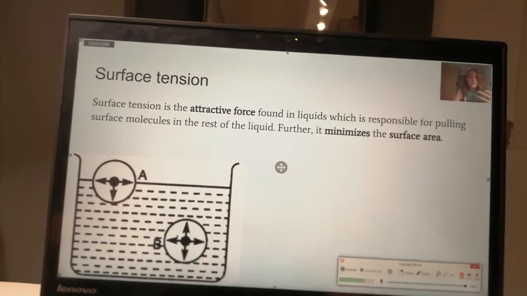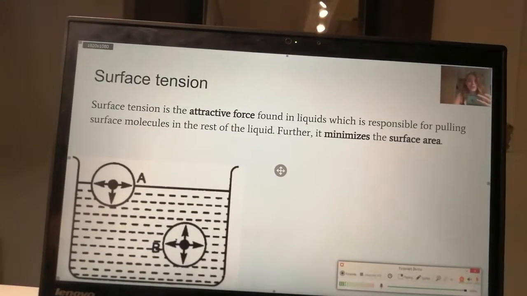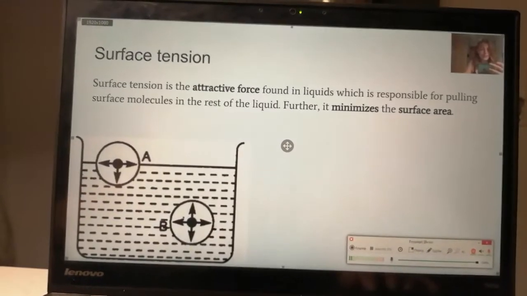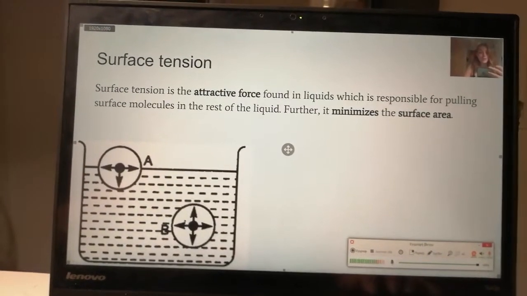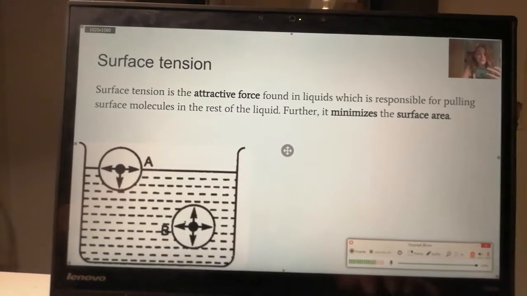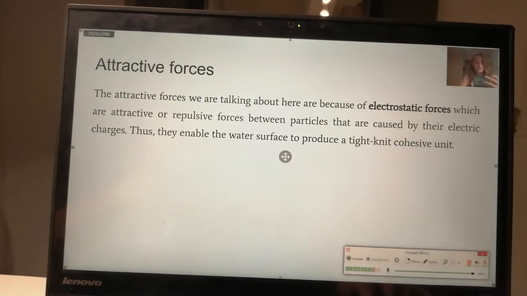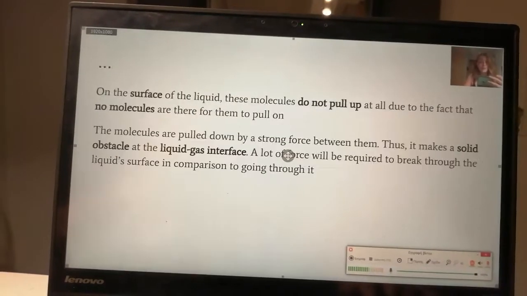Surface tension is the attractive force found in liquids, which also minimizes the surface area. As we can see in the picture, all the molecules exert the same attractive force on those around them, except the ones at the top, which creates a tight cohesive unit.